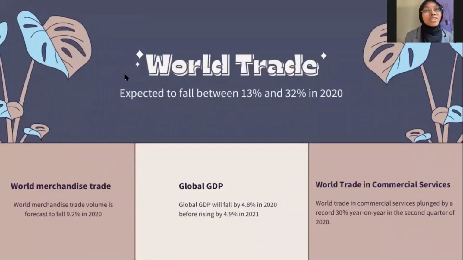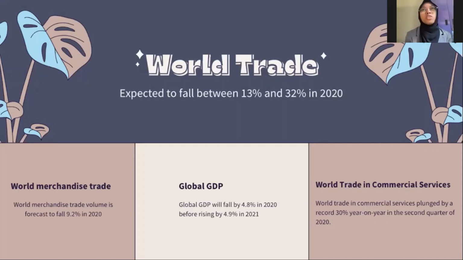In 2020, world trade is expected to fall between 13% and 32%. This includes world merchandise trade, which is forecast to fall 9.2% in 2020. Next is global GDP, which will fall by 4.8% in 2020 before rising by 4.9% in 2021. And the last one is world trade in commercial services, which plunged by a record 30% year-on-year in the second quarter of 2020.